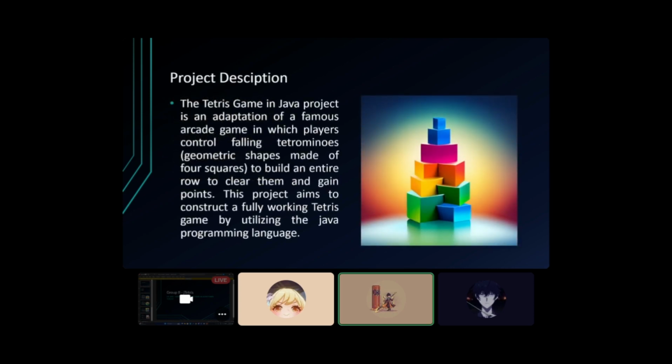In our project description, the Tetris game in Java project is an adaptation of a famous arcade game in which players control falling tetrominoes to build an entire row to clear them and gain points. This project aims to construct a fully working Tetris game by utilizing the Java programming language.